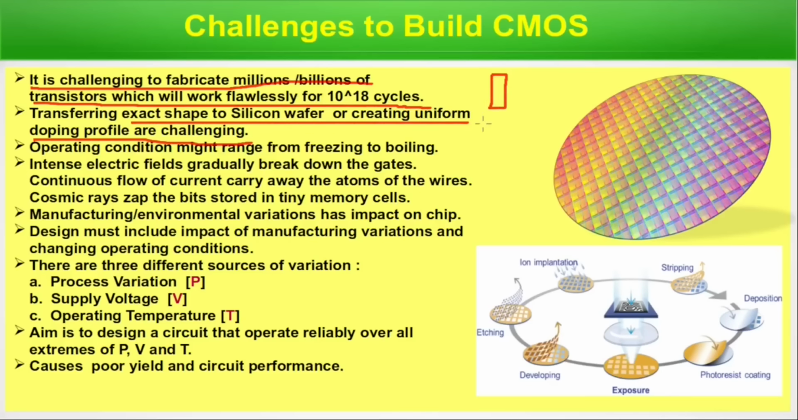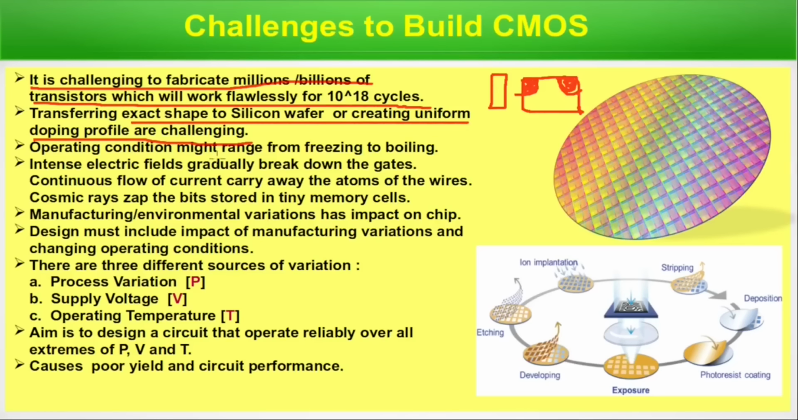Another challenge is maintaining uniform doping profile. When we see the cross section of a MOSFET, we see that this part is source, this is drain. So these are the highly doped zones and this is a very lightly doped zone. So this doping profile, in this zone it's not very uniform. In this zone it's not very uniform. This uniform doping profile creation is a challenge. These are basically practical challenges when we are fabricating or developing the chip by individual steps.